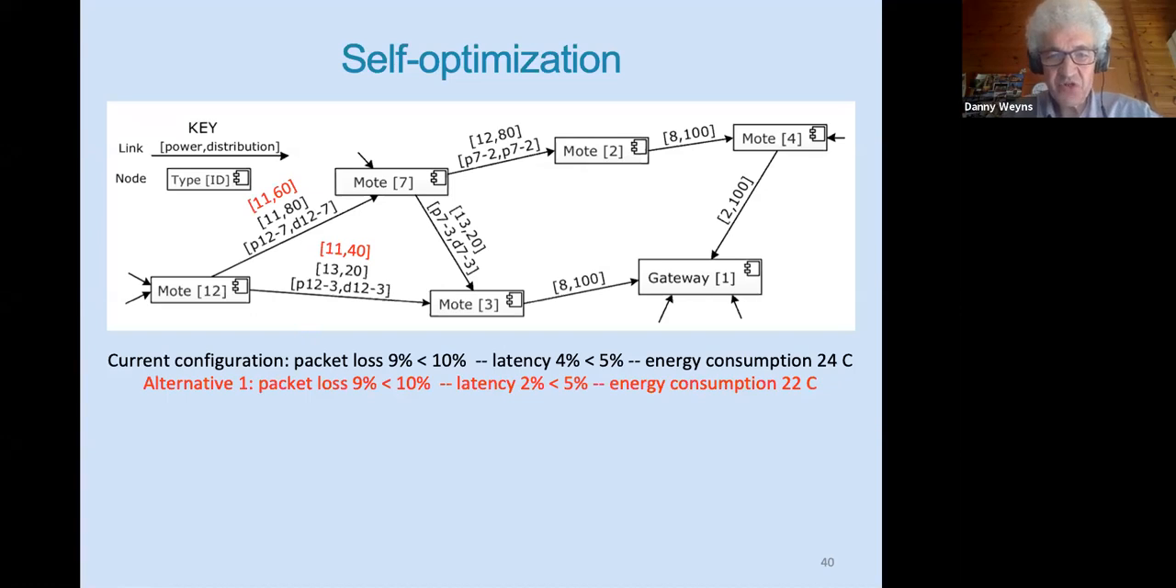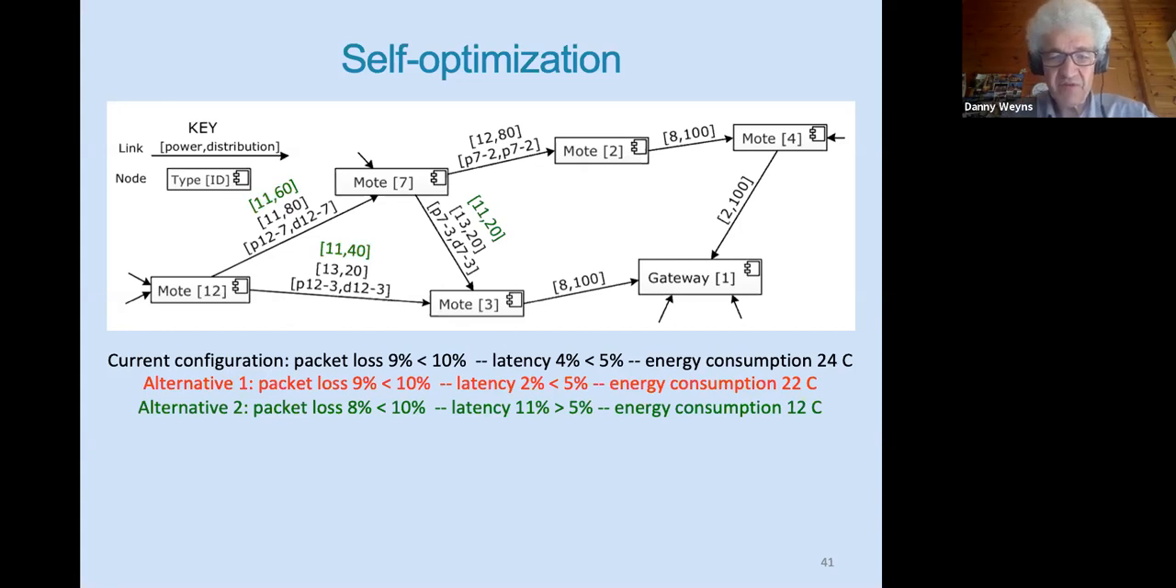Now we might allow the system to reason about possible alternatives using some technique that allows you to represent the network and reason about it. For instance, if we would change the distribution of messages to 60% between 12 and 7, and 40% to 12 and 3, and we also change the power setting for the last part to 11, that configuration would give us an expected packet loss of 9%, similar to the current configuration. The latency would be improved, and also the energy consumption would be improved. So this would be a better configuration.